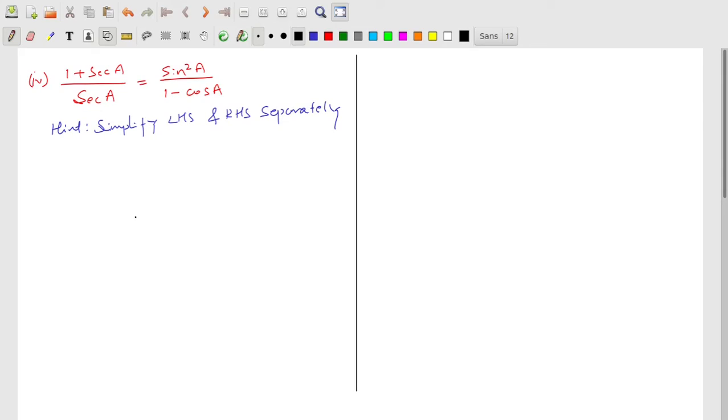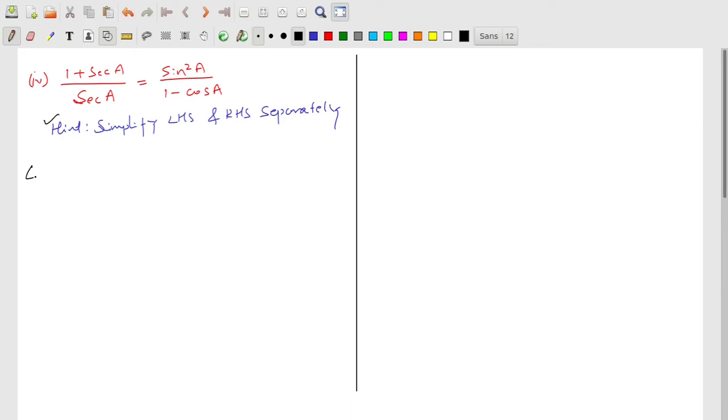In the previous video, we solved the first three questions from the last exercise, Introduction to Trigonometry. Here I will continue with the remaining questions. Question number 4: we have (1 plus secant A) divided by secant A in the LHS, and sin square A divided by (1 minus cos A) in the RHS. As per the hint, we need to simplify the LHS and the RHS separately.